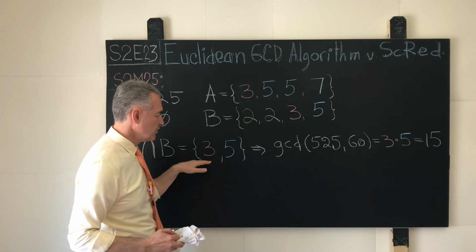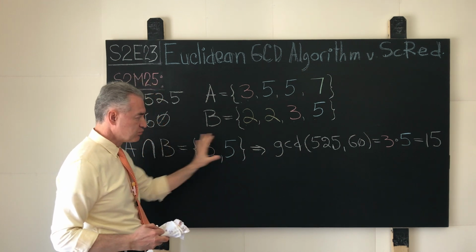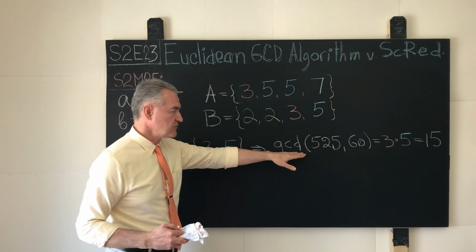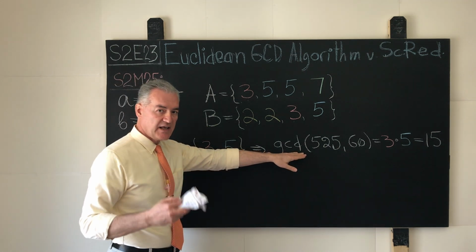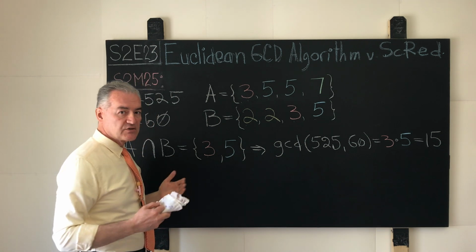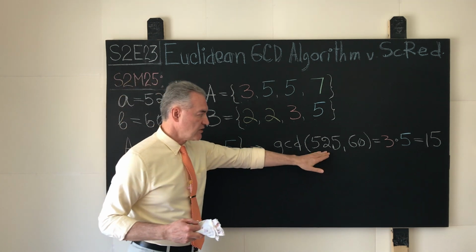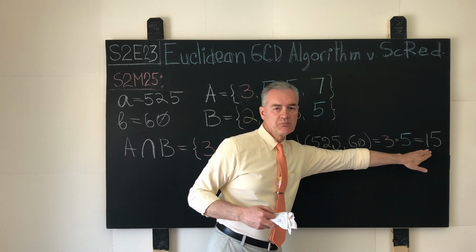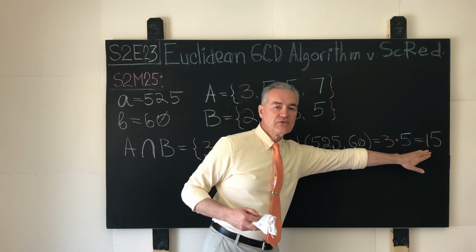And now when we multiply all the primes that made it into the intersection of these two multisets, bam, we have our greatest common divisor. That is, the answer to the question, what is the greatest common divisor of the numbers 525 and 60, is precisely 3 times 5. And many people will say, oh, that is 15.